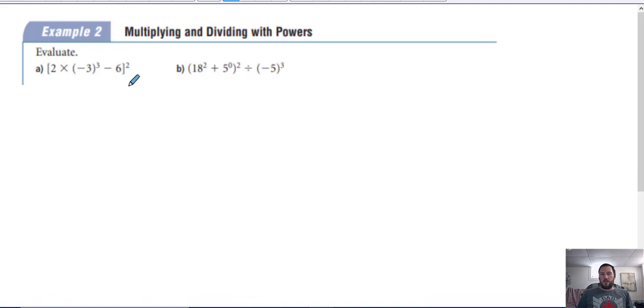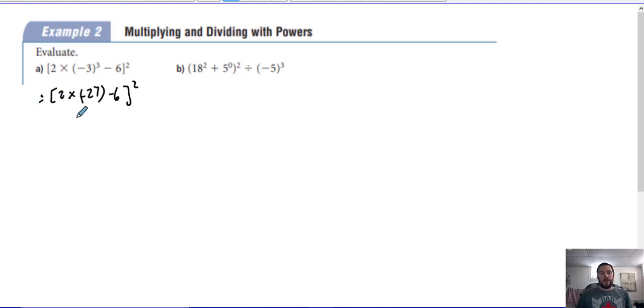So in this case, with these types of questions, what I would suggest is to always just do the question using your order of operations. So in part A, we're going to go inside our bracket first, and we're going to look at all of the different things that are happening inside this bracket, and we see that we have an exponent. So we'll start there. So this is 2 times -3 to the 3, which is -27, minus 6, and then that's all squared.